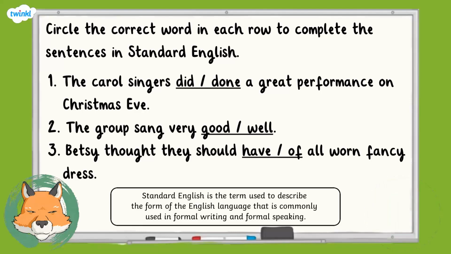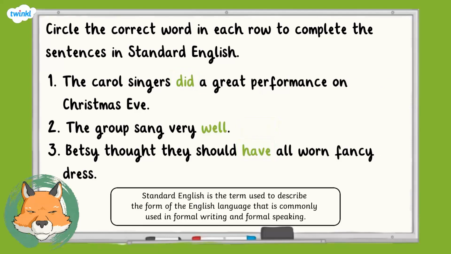How did you get on? Did you say the sentences out loud to help you? In the first sentence, the correct answer is "did" because the simple past tense is needed here. In the second sentence, the correct answer is "well". This is because "well" is an adverb and describes how the group sang. The word "good" does not work here because it is an adjective. In the third sentence, the correct answer is "have". "Of" is not a verb and does not work in this sentence. Well done if you got those right.